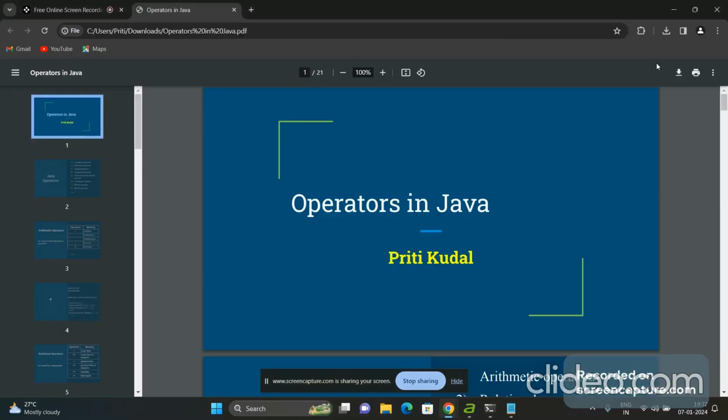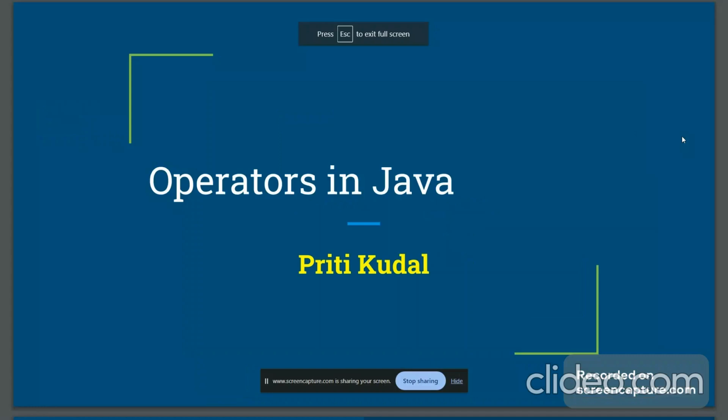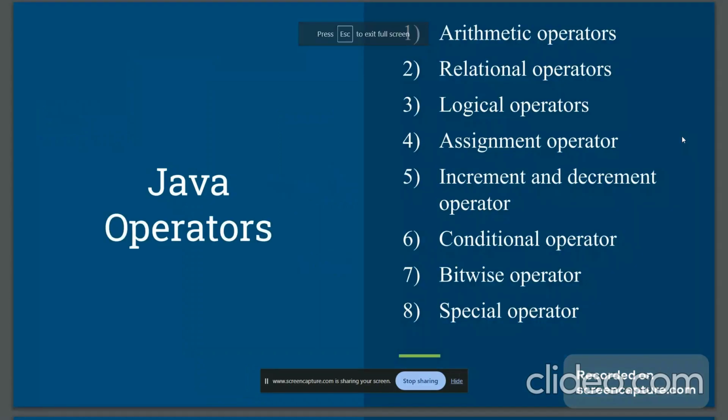Hello, welcome again. Today we will see what are the operators in Java. Basically, operators are nothing but the symbols which perform a particular task. There are a total of 8 categories of operators in Java that we will see one by one.